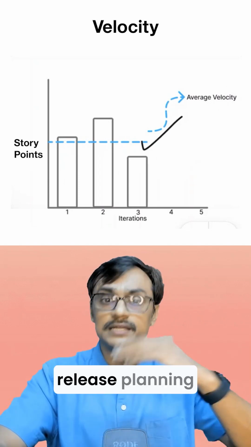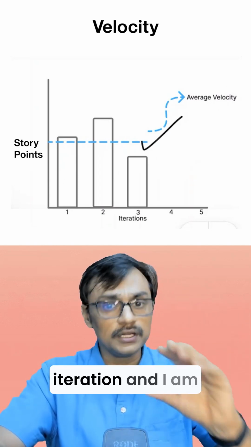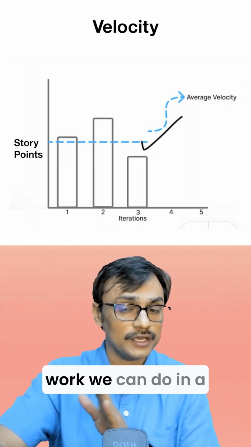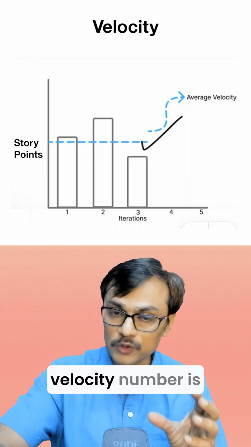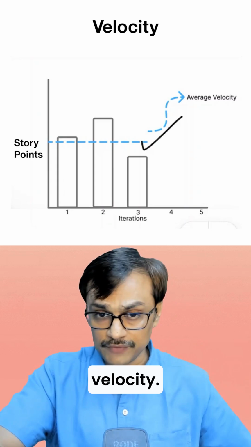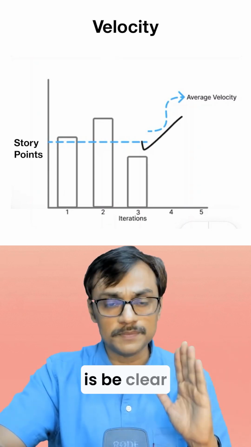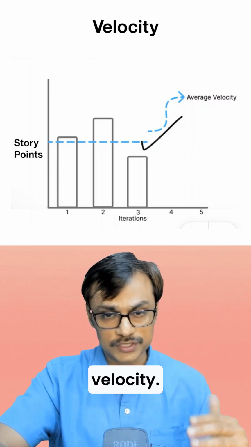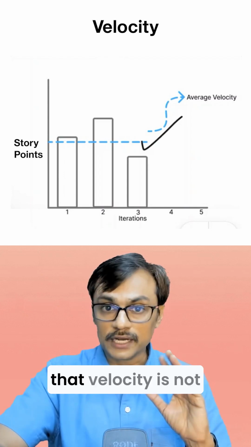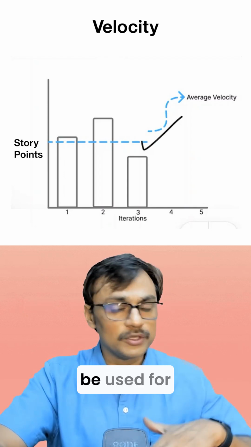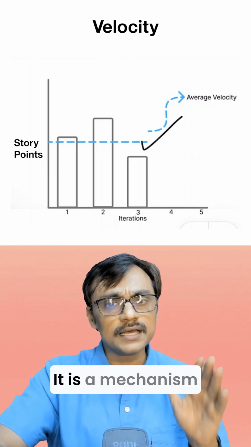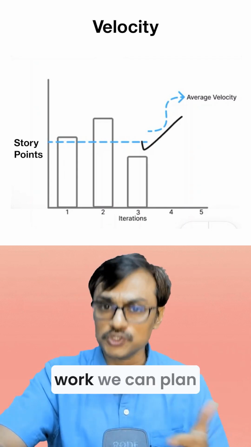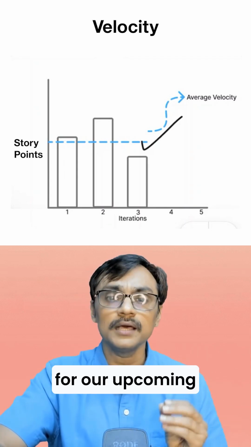So when I am doing release planning for future iterations and I am taking a velocity number in order to identify how much work we can do in a given release, that velocity number is called forecasted velocity. My recommendation is to be clear about these three terms: velocity, average velocity, and forecasted velocity. And also understand that velocity is not something which can be used for comparing teams. It is a mechanism for forecasting the predictability of how much work we can plan for our upcoming iterations.